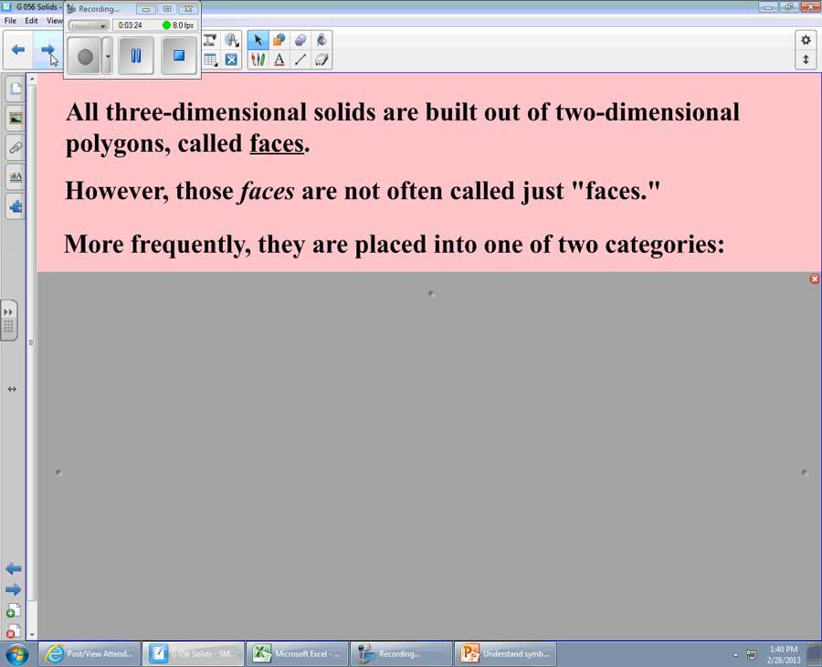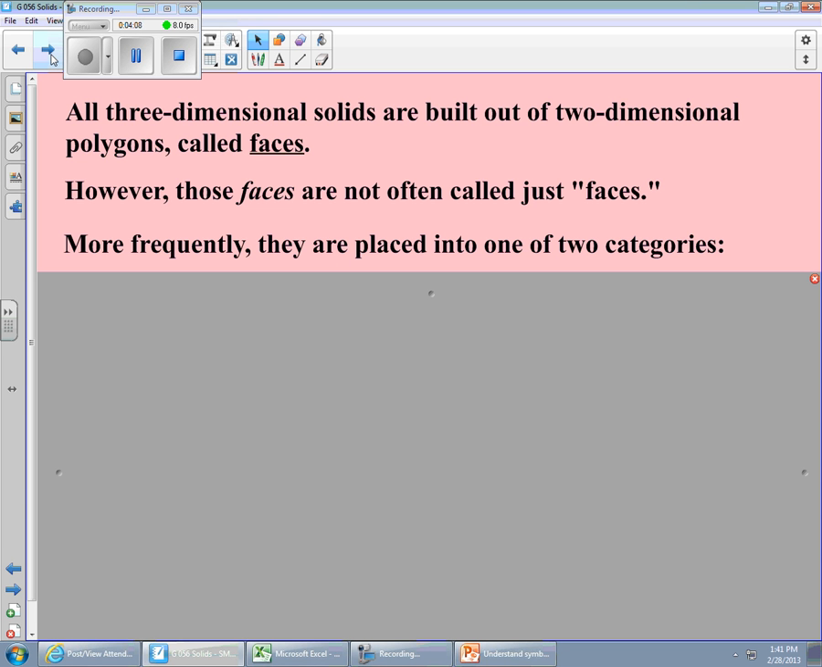So all the properties and all the little formulas and anything that we've come across all year long dealing with rectangles, squares, triangles, trapezoids, regular polygons, circles, all of that stuff is still going to apply because it's going to show up in our three-dimensional solids. And when it shows up, those will be called the faces. However, most of the time, with this definition that I just gave you of what we call the faces, they are typically not just called faces. Typically, they are separated into two different categories. We're going to look at those two categories here in just a moment.